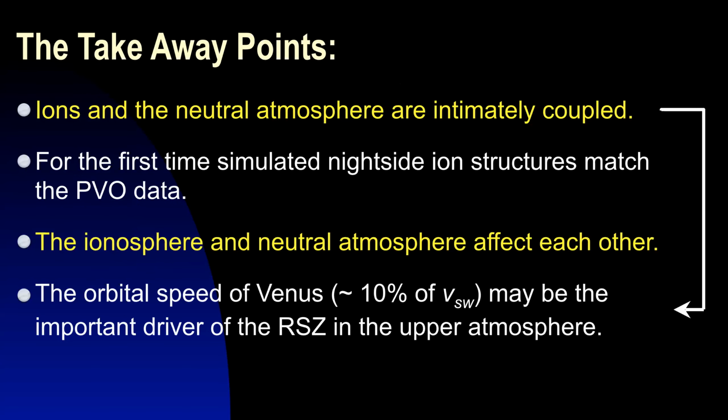The takeaway points from this talk are that the ions and the neutrals are intimately coupled. For the first time, simulated nightside ionospheric structures match those observed by the Pioneer Venus Orbiter. The ionosphere and the neutral atmosphere affect one another, and the orbital speed of Venus, roughly 10% of the solar wind speed, may be an important driver of the upper atmosphere superrotation.